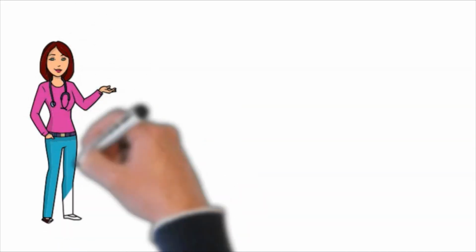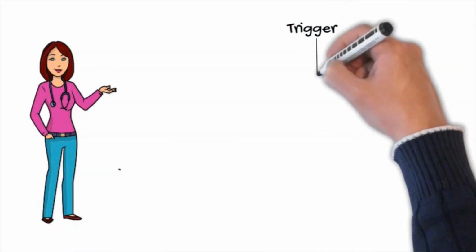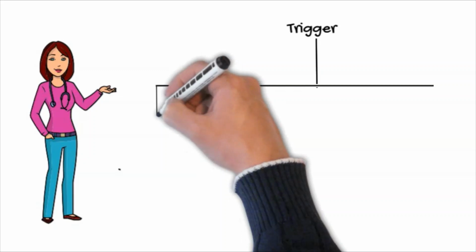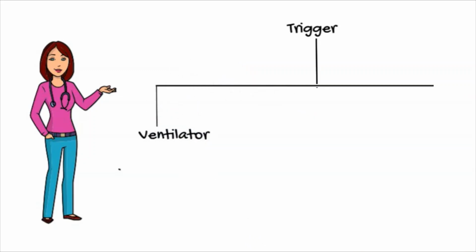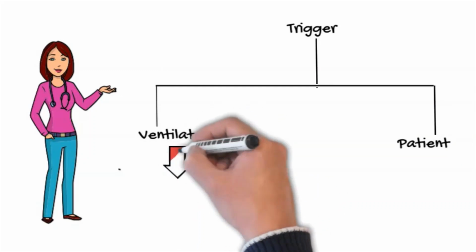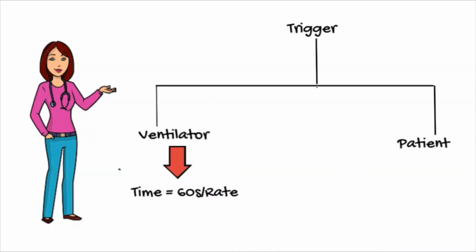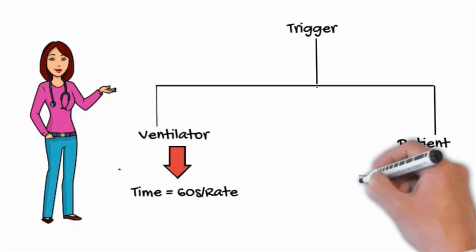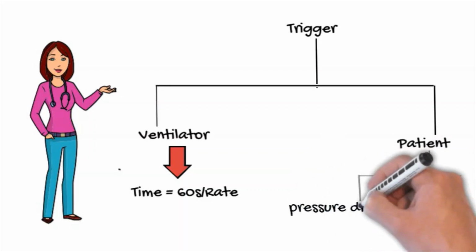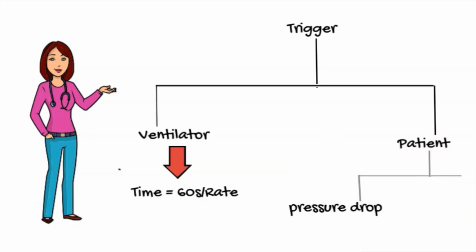Let's revise what we have learned so far in this video. We have learned about the trigger. There are two kinds of trigger: one is the ventilator driven trigger and the second is the patient driven trigger. When the ventilator triggers a breath, it triggers a breath with a time factor, which can be obtained by dividing 60 seconds by the set rate. When the patient drives a breath, it has to be recognized by the ventilator. It can be recognized by the pressure drop or the flow trigger.